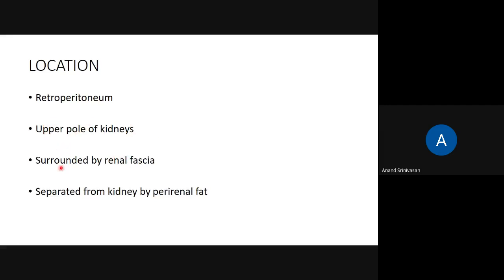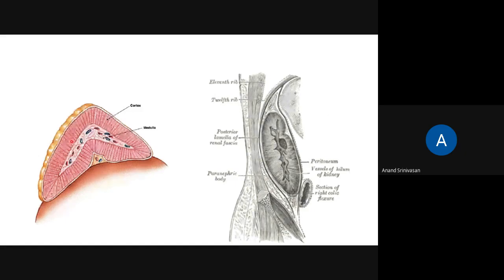the upper wall of the kidneys, and it is surrounded by the renal fascia, but it is separated from the kidney by the perirenal fat. So there is a small layer of fat which separates the adrenal gland from the kidney. Here you can see the adrenal gland, and this is the renal fascia, which encloses the kidney, and this is the suprarenal gland or the adrenal gland.